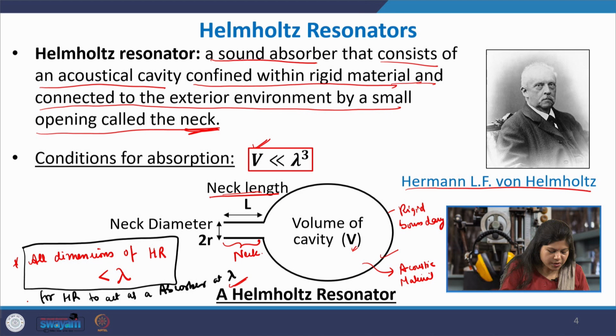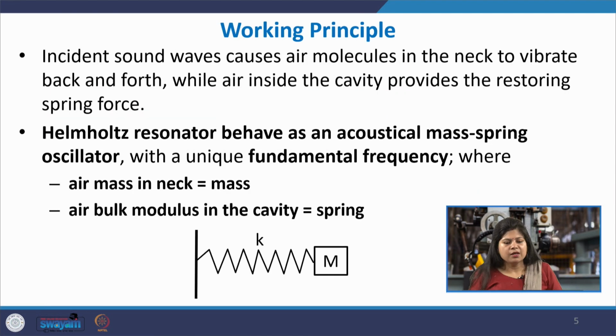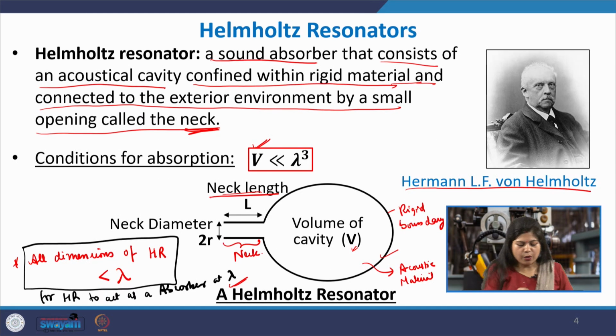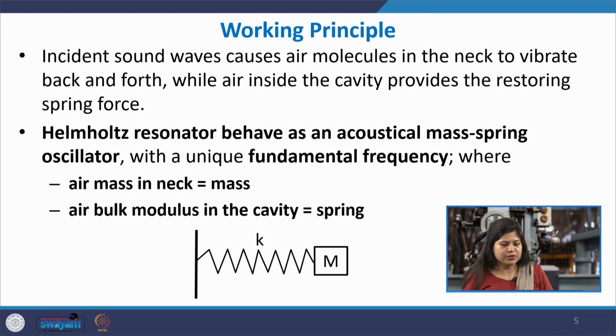So, let us see what is the working principle of this particular resonator. Here you have the incident sound waves hitting. From the outside environment, suppose there is some noise source which is creating these pressure fluctuations or sound waves which hit the neck, and when they hit the neck, they can create vibrations in the molecules of the neck. Whatever air molecules are there, when they are hit, they create vibrations or back and forth motion of the air particles in the neck, but here the neck is connected to a confined air cavity, connected by rigid walls.